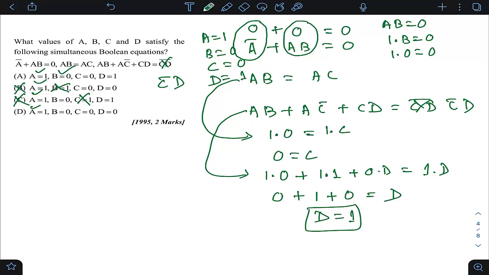So if you see this, A equals 0, B equals 0, C equals 0, and D equals 1. So option A is the right answer. See, this is what happens in Boolean algebra. In normal algebra, we couldn't have solved this problem, because in Boolean algebra any variable can take only two possible values, 0 and 1. From this single equation itself, I got two values, which is not possible in normal algebra. This is happening because these are Boolean variables, not normal variables.